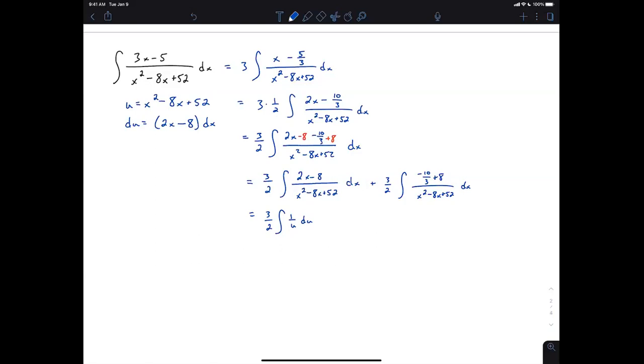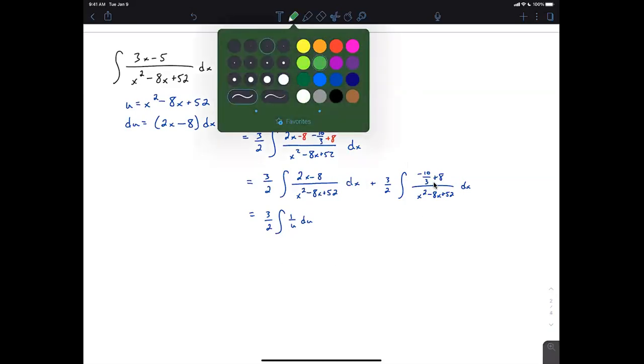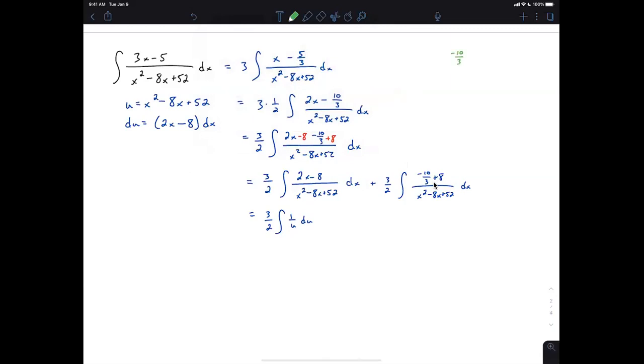It doesn't have x in the top, yes. Because you have a constant over an irreducible quadratic, it is significantly different from the other. So I'm going to take a step and do what? -10 plus 8, we'll just jot that down on the side. -10 plus 8 is the same thing as -10 plus 24, which is then 14. So we're going to factor the 14 out, and we're going to get plus 3/2 times 14 integral, and that'll reduce to 7. But integral of 1 over x squared minus 8x plus 52.